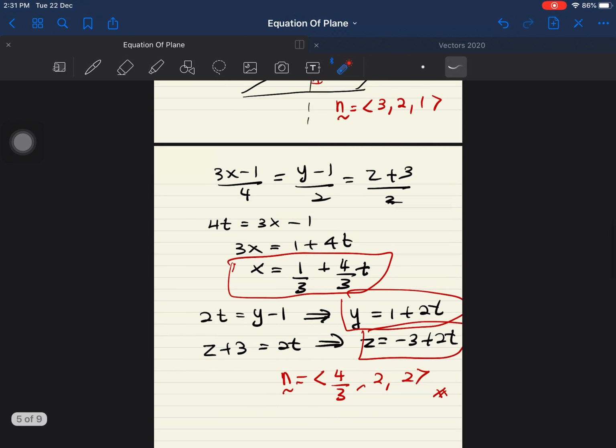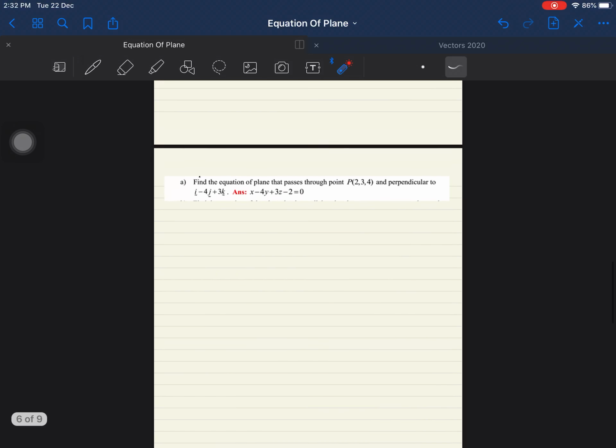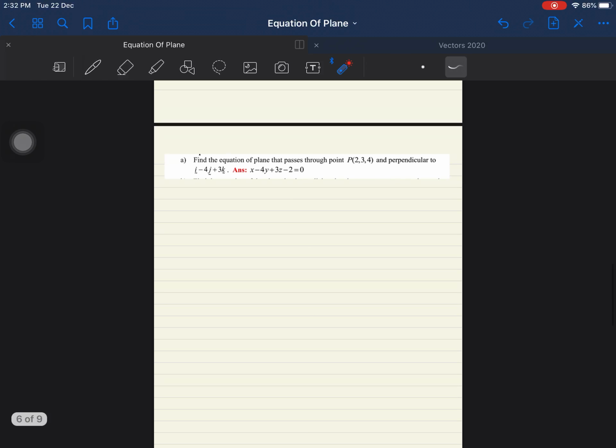If the coefficient of X, Y and Z is not 1, it is better for you to rearrange your Cartesian equation in the form of parametric equation, so that you know this is your vector and in front here is your point. Okay, so now let's try to solve this example. So for the first example here, you were asked to find the equation of the plane that passes through point and perpendicular to the vector.